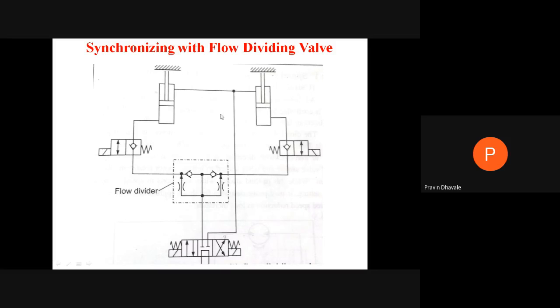At that time, what happened? Whatever the fluid which is present on the piston head side of the first cylinder and the piston head side of the second cylinder, it is coming out, where that flow is to be blocked.